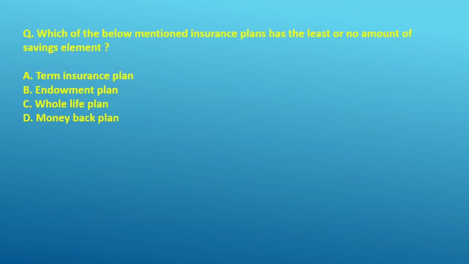Which of the below mentioned insurance plans has the least or no amount of saving element? All the insurance plans have two elements, saving and risk, whether it is endowment, whole life, money back or term. But in term plan, there is no saving element, or there are some term plans which have few or least saving element because there is no maturity in term insurance. So the correct answer is A, term insurance plan.